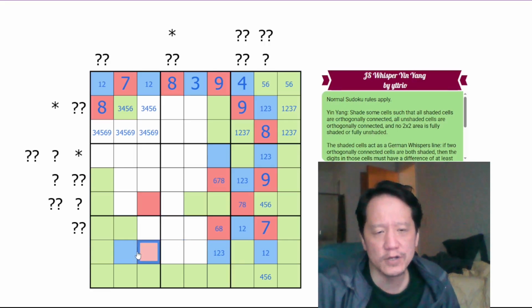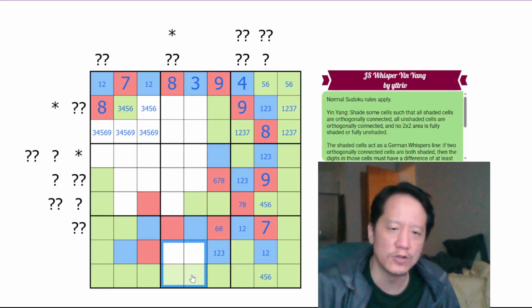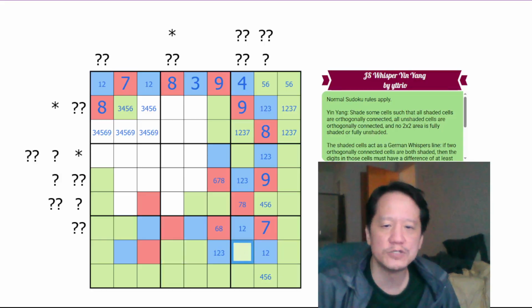If you have red here, and you tried to go up, it has to continue, so it's red, blue. This would have to be unshaded, and this would have to be unshaded because of the 2x2 boxes, but that would form all of these to be unshaded, which is not allowed. So this cannot go up. So this is green also. That makes this blue.